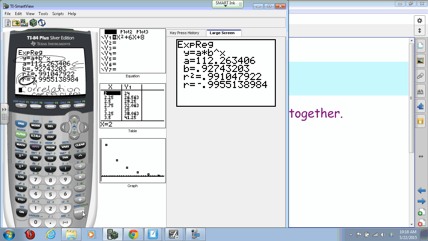Didn't we agree to that? It was going down? Sure. So the R value should be close to negative 1. Is negative 0.99 close to negative 1? Yeah, it surely is. This is a very nice fit.